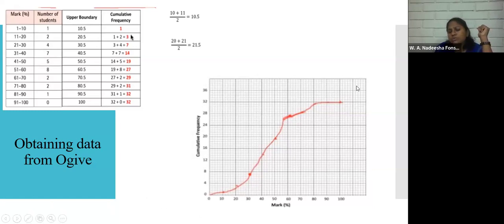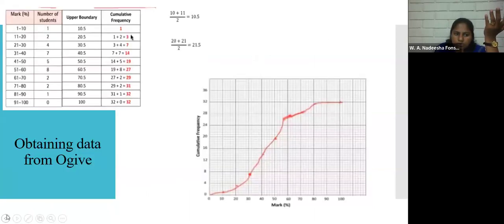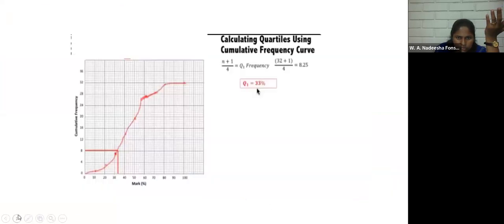Based on this cumulative frequency curve, we can obtain some data. Here, the example is calculating the quartile. So the total number of students here is 32. So 32 plus 1 divided by 4, 33 divided by 4. Answer is 8.25.